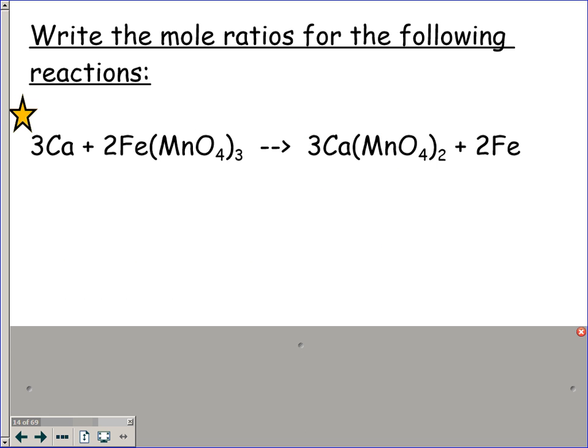Talk to the person next to you and tell me 4 mole ratios that this equation on the board represents. Give me 4 different mole ratios.